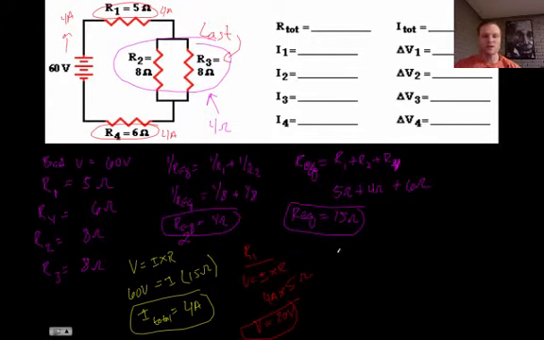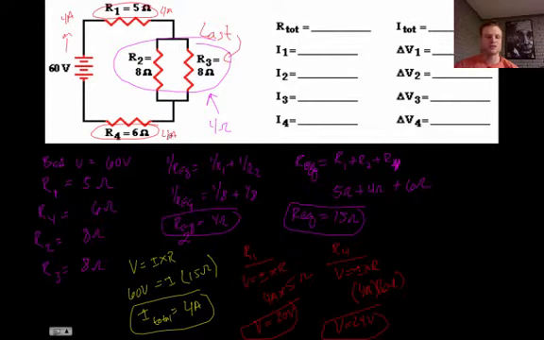Okay, what about at resistor 4? How much voltage is used there? Well, I'm going to use the same thing, Ohm's law, V equals I times R, where I is 4 amps times the resistance, which is 6 ohms. 4 times 6 is 24 volts. Okay, so there's a 24 volt drop here at R4.